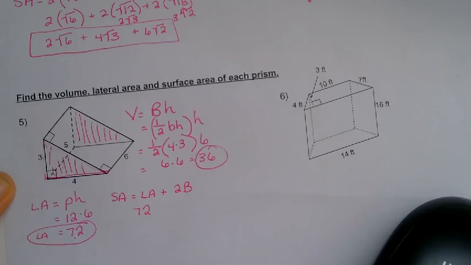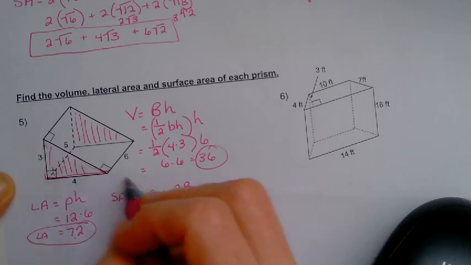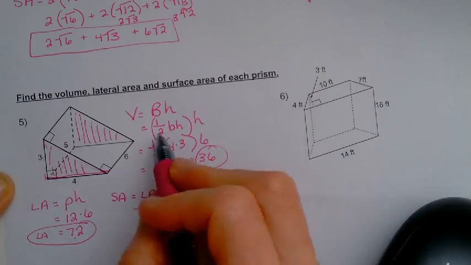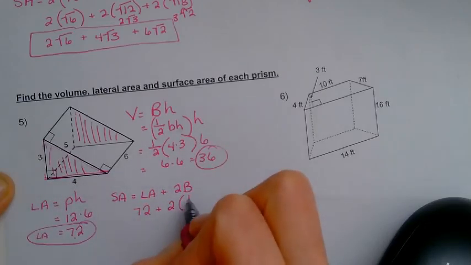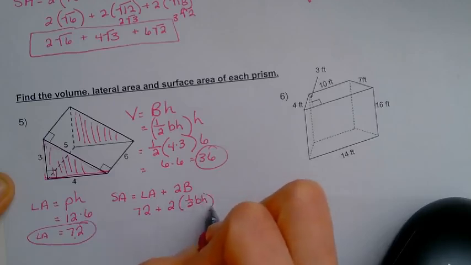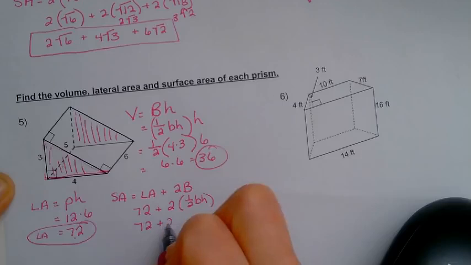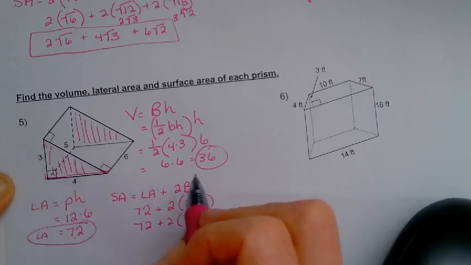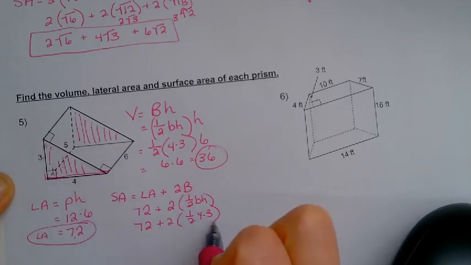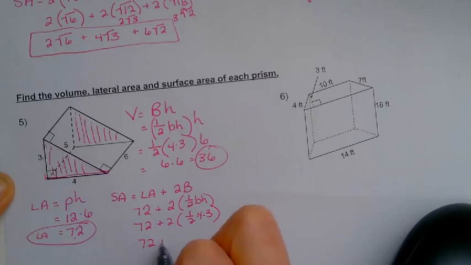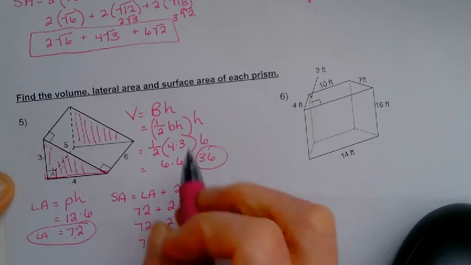And the area of our base is 1/2 base times height. We already found it in the volume. It's 6, but we can plug it in again. So 72 plus 2 times 1/2. The base is 4. The height is 3. So this is 72 plus 2 times 6. See, we found our area earlier, right here.